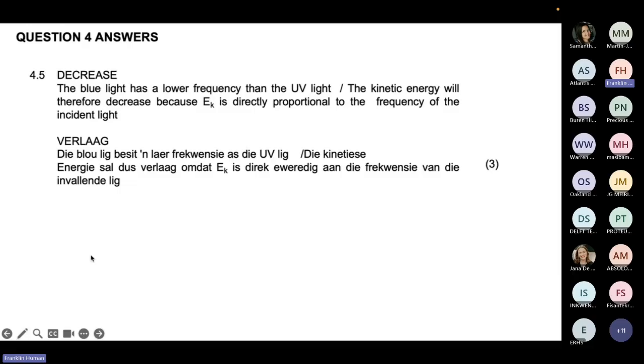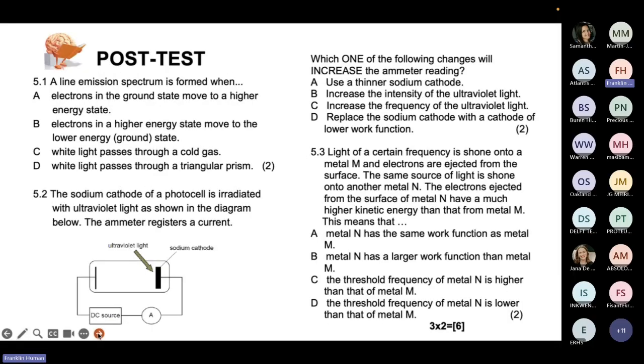Okay, brilliant. Here's our post test. We're doing really, really well this morning. We've got about 7 minutes left. This is our post test. Have a go at answering these questions, and then we'll give some feedback in 3 to 4 minutes.